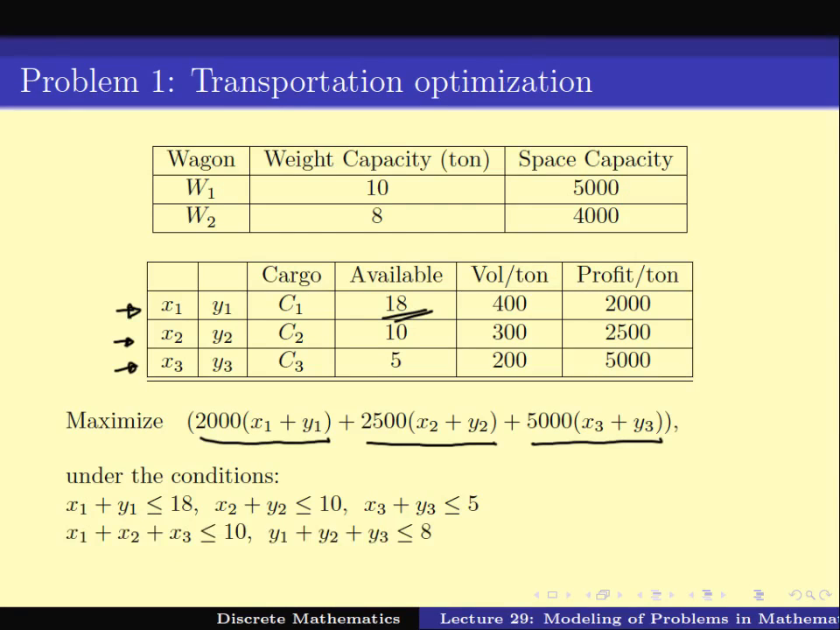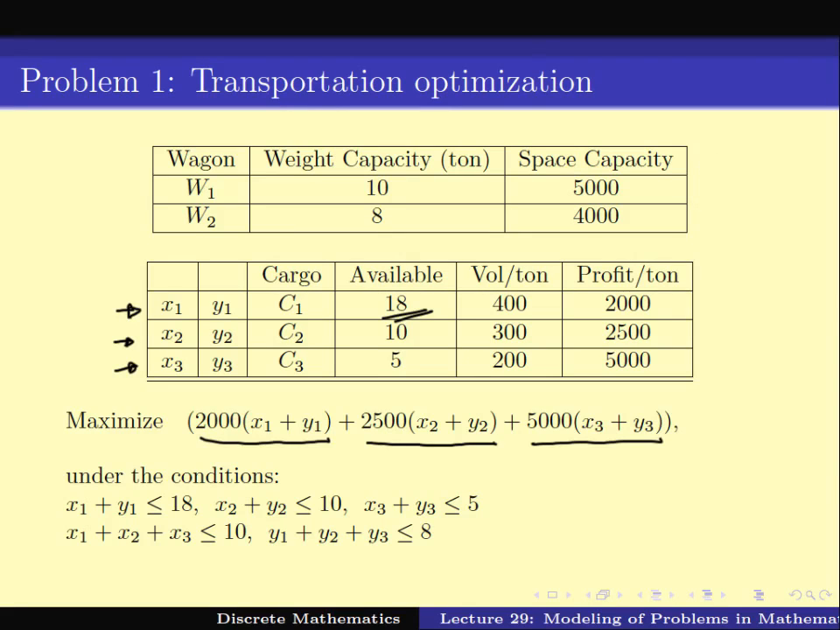Another condition is the capacity of the wagon. The amount of weight going in wagon 1 must be less than 10, namely x1 plus x2 plus x3 must be less than or equal to 10. And similarly for wagon 2, y1 plus y2 plus y3 must be less than or equal to 8. And the third one is the space capacity.